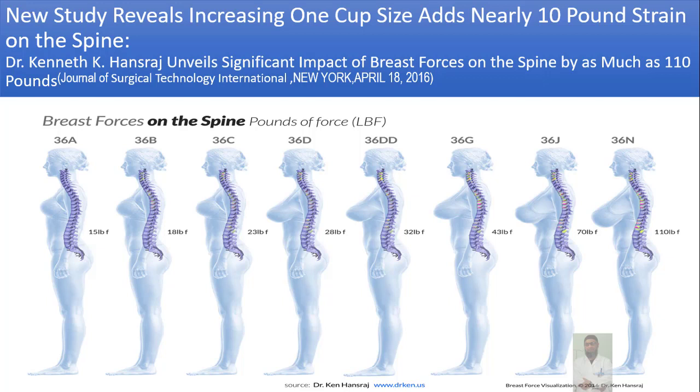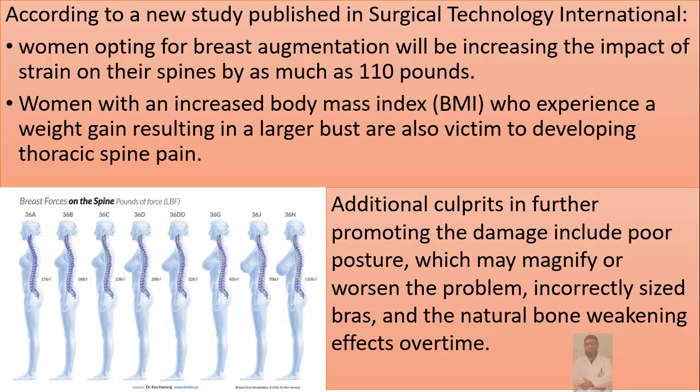You can see the breast force on the spine, and according to the new study, women opting for breast augmentation will be increasing the strain on their spines by as much as 110 pounds. Women with an increased body mass index who experience a weight gain resulting in a large bust are also victims of developing thoracic spine pain. Additional culprits in further promoting the damage include poor posture, which may magnify or worsen the problem, incorrectly sized bras, and the natural bone weakening effect over time.